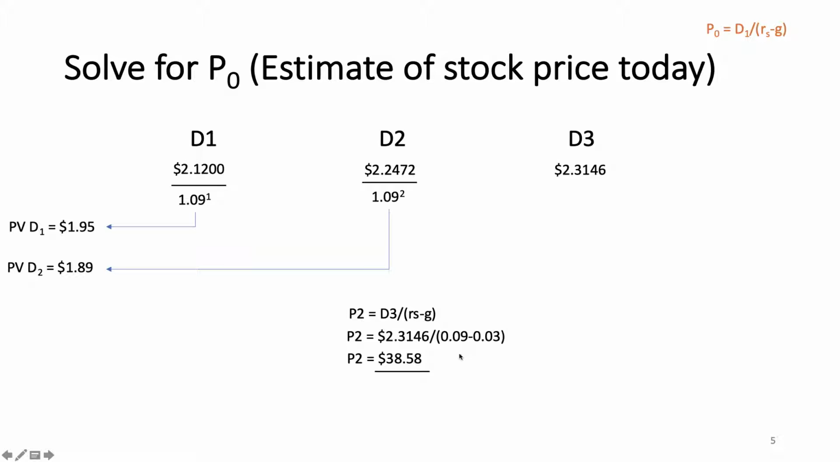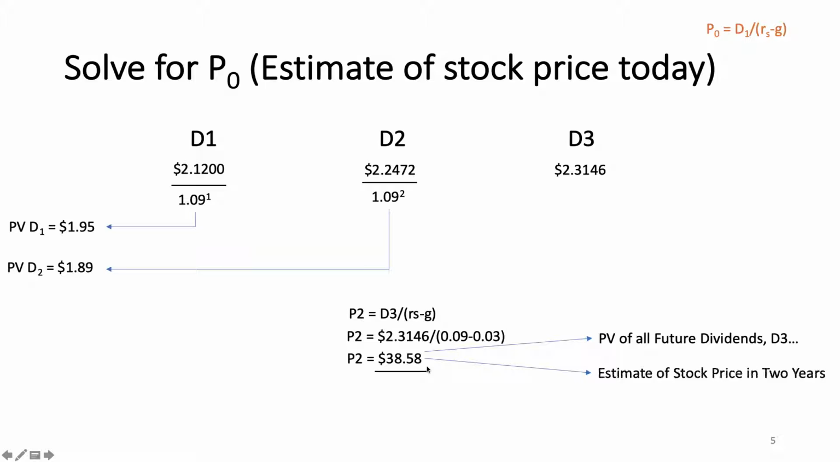Now, that could be called two things. One, it's in year 2, it's the present value of all future dividends. That's true. It's also, because of that, our estimate of what the price of the stock will be 2 years from today. So on an exam, it might ask you, in year 2, what's the present value of all future dividends? Well, that's the number, 38.58. Or it could ask you, what's our estimate of the price of the stock 2 years from today? It's the same number, 38.58.